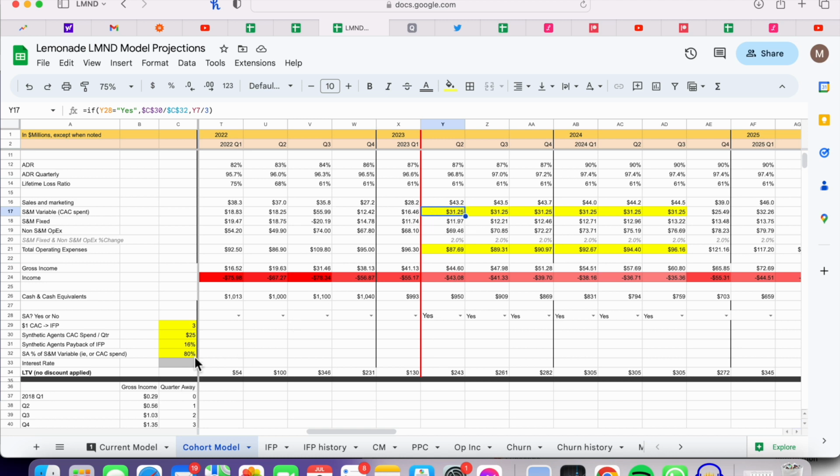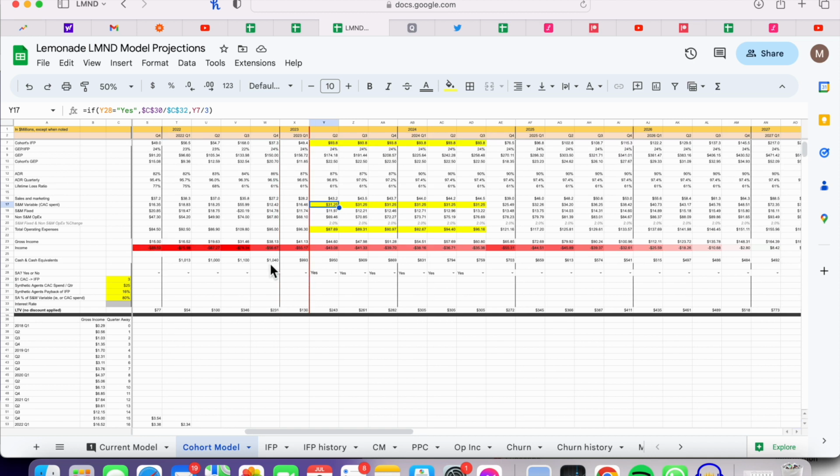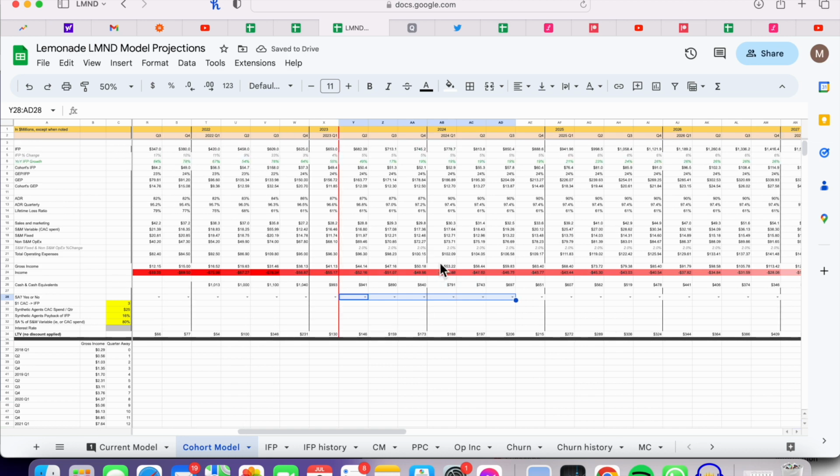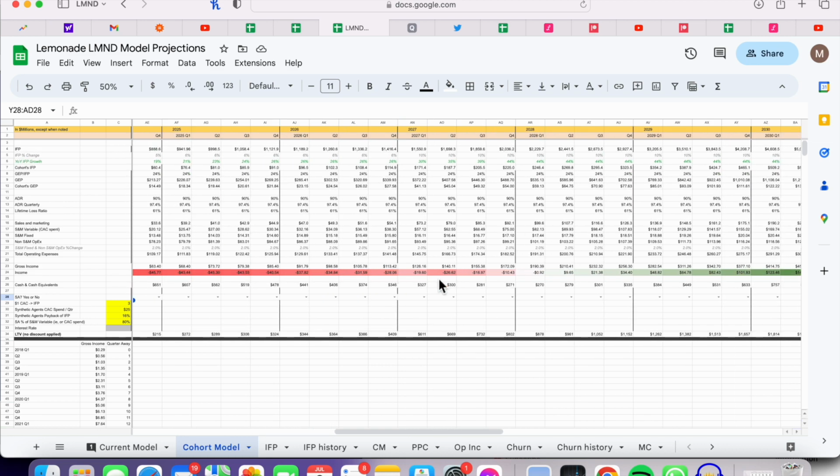So yeah, I hope that explanation makes sense. You can make a copy of this and play around with it yourself. It's kind of fun to do that, but it's interesting. So if we zoom out and I turn off all of these quarters, so there's no synthetic agents at all, you'll see we're getting to profitability kind of right at the start of 2028.